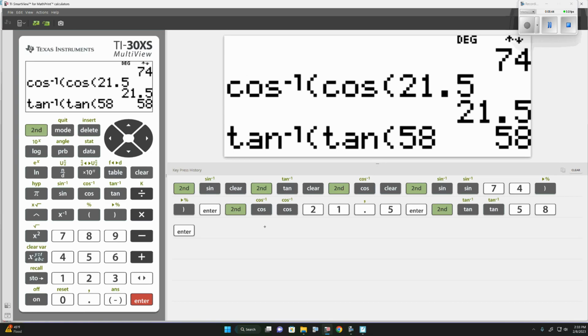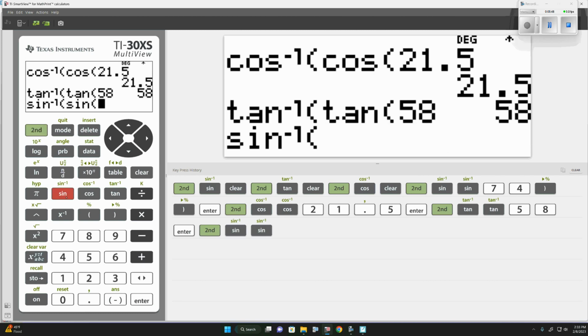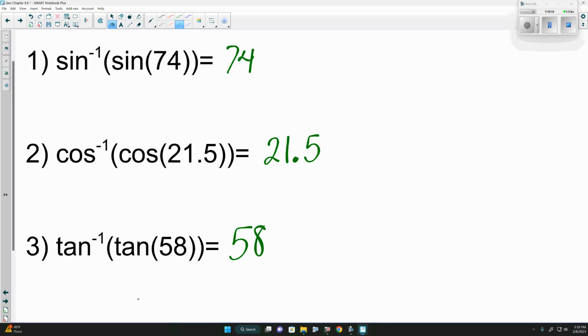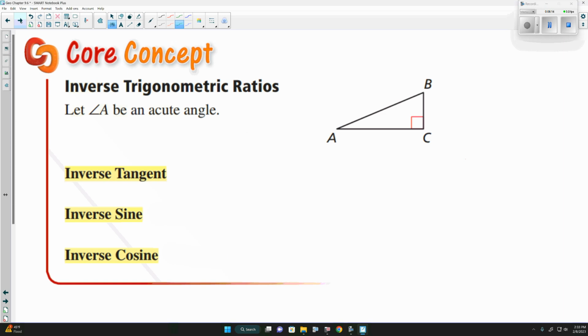Now there are some exceptions to this. If we took sine inverse of sine of 98, we get 82. So if we go outside of 0 to 90 degrees, they don't match up. But for what we're doing, because we're only focused on a triangle, with angles between 0 and 90 degrees, they are going to be the same. They undo each other. These are inverses. They cancel each other out.